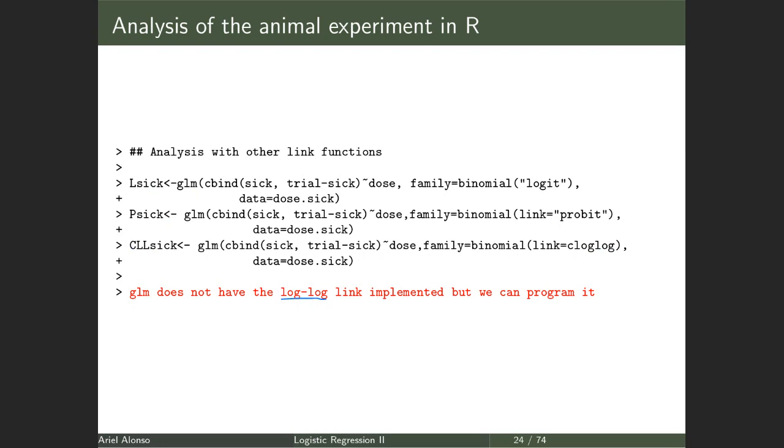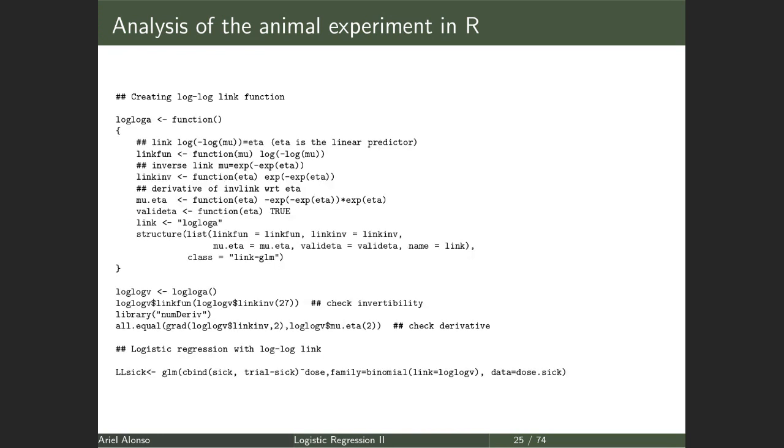So if you are just a basic R user, you will be tied up with these three options: logit, probit, and cloglog, because R doesn't have the log-log. But if you are a little bit of an advanced user, that's not a problem, because you will be able to write the link yourself. Now, I did it for you. Here you have the function to implement the log-log link, not the complementary log-log, but the log-log.